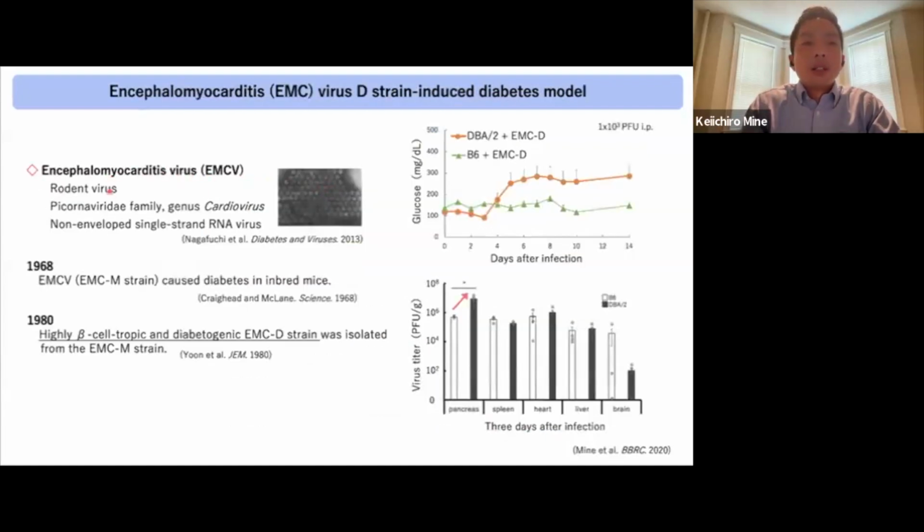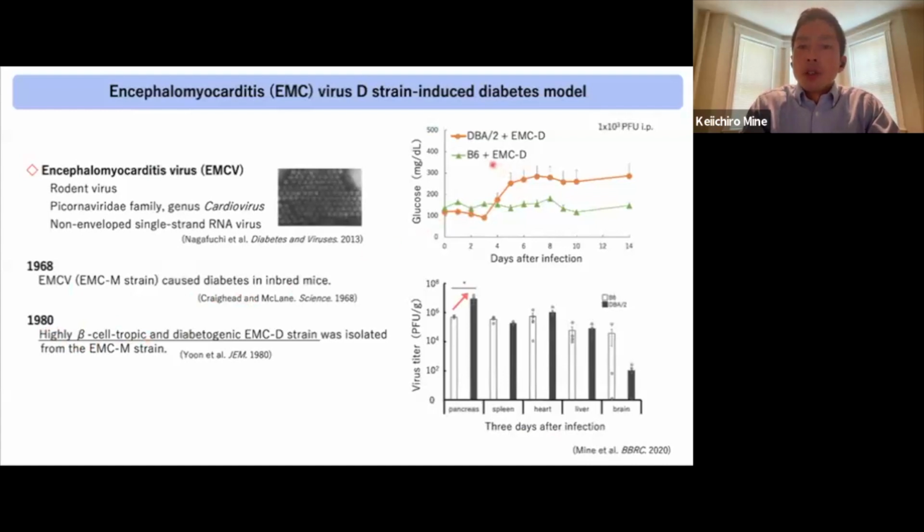We analyzed the mechanisms of direct viral destruction using EMC-D virus. EMC-D virus belongs to the picornavirus family and is a non-enveloped RNA virus. In 1968, it was first reported that the EMC virus could induce diabetes in inbred mice. And subsequently, a highly diabetogenic EMC-D virus was isolated.